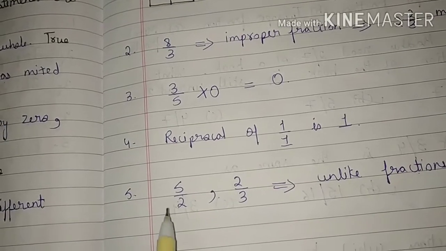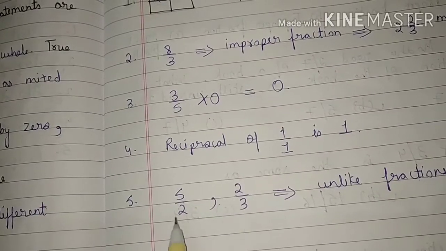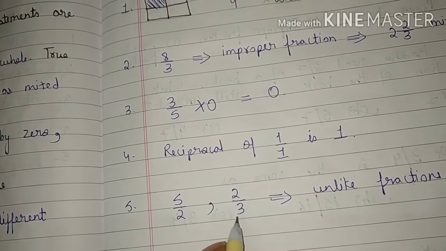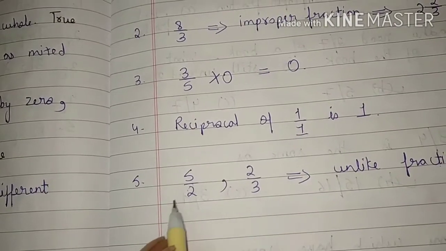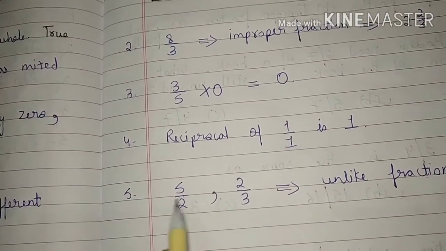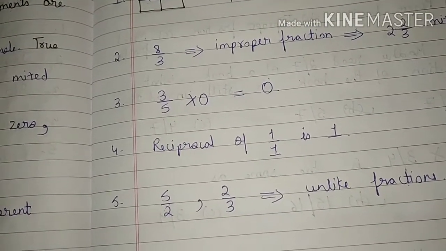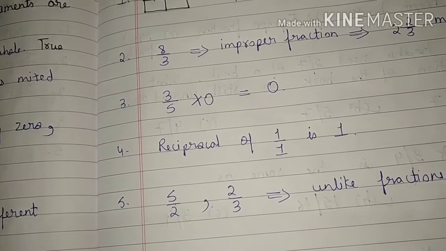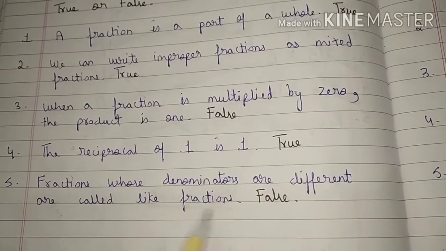Now students, in both the fraction, you can see that denominators are different. Here denominator is 2 and here denominator is 3. So students, you can see both the fractions have different denominator, and this type of fraction we call it unlike fraction. Students, unlike fractions are those fractions in which denominators are different. So from this point of view, we can say that this statement is false.